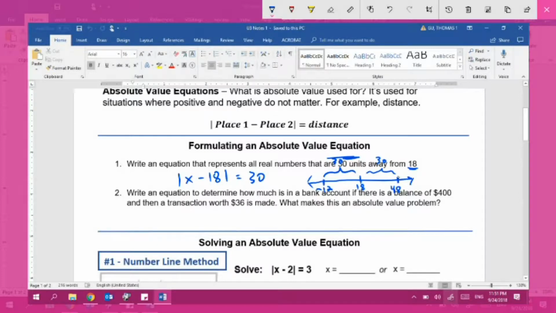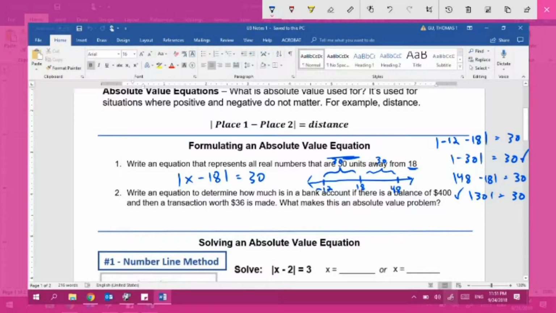How can I check this? If I put -12 in for x, -12 minus 18 is supposed to equal 30. Well, -12 minus 18 is -30, and the absolute value of -30 is 30. We did it. Then let's check the other number, 48. If we put in 48, subtract 18, that's supposed to equal 30. 48 minus 18 is 30, and the absolute value of 30 equals 30. So check, we did it. That's how you're going to write it.